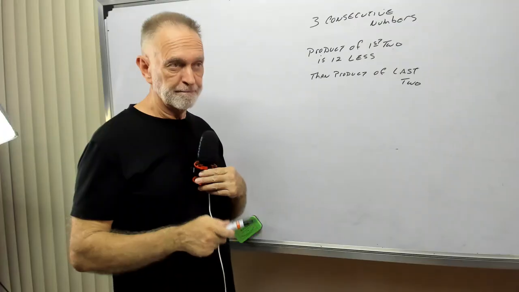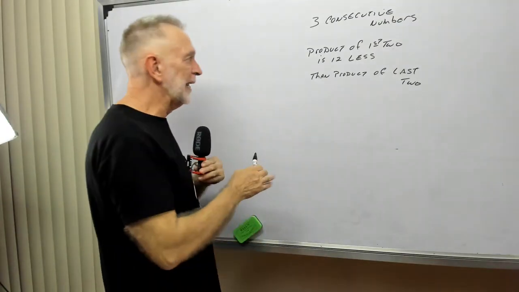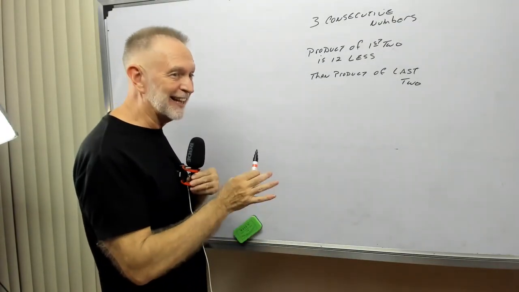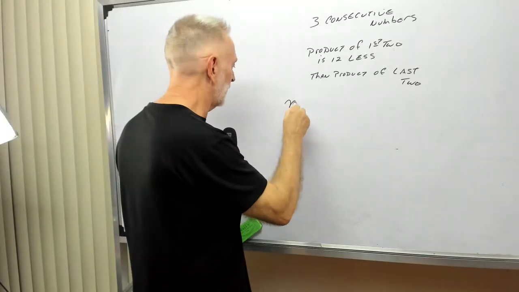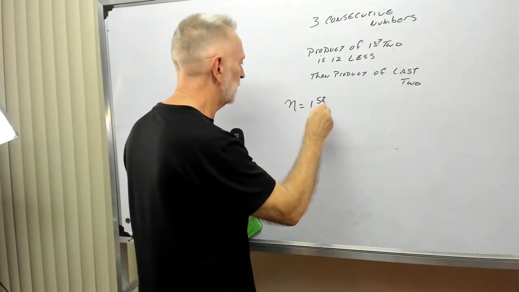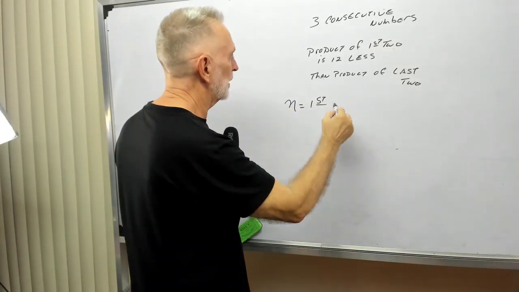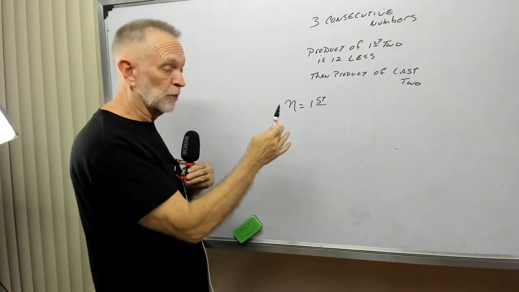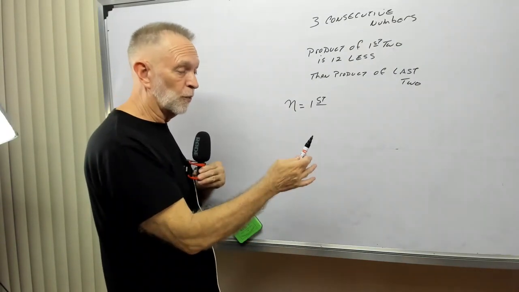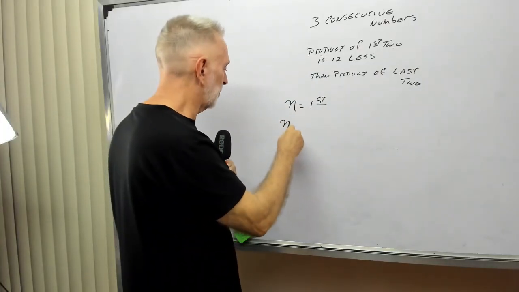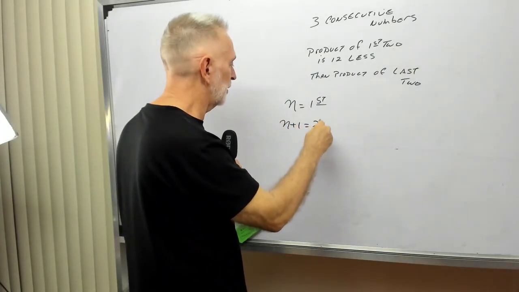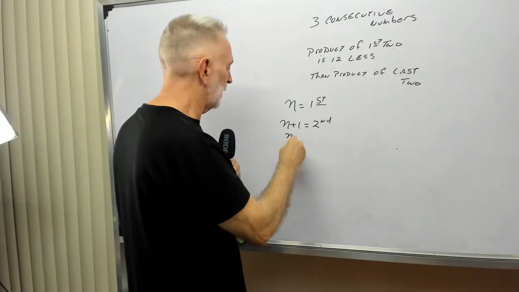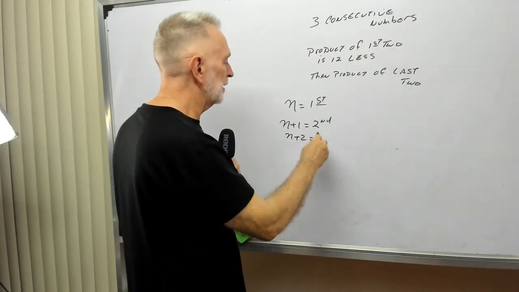And the product of the first 2 is 12 less than the product of the last 2. Okay, so I'm going to choose n as a number. So n equals my first number. If n is my first one, n plus 1 is the second one. N plus 1 is my second number. So n plus 2 is my third number.